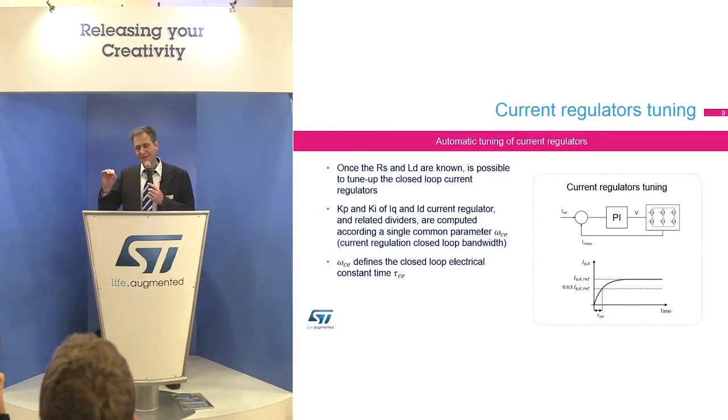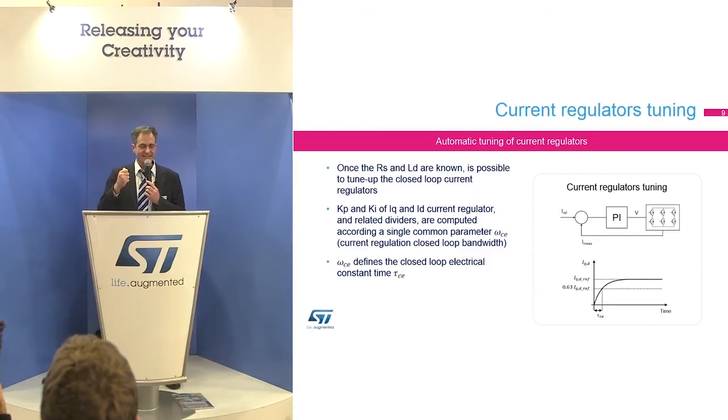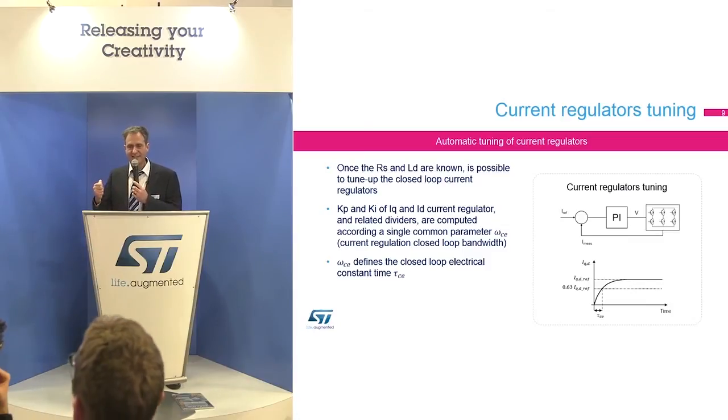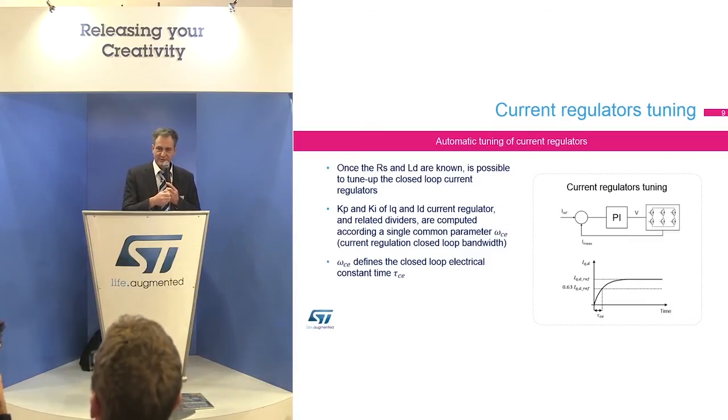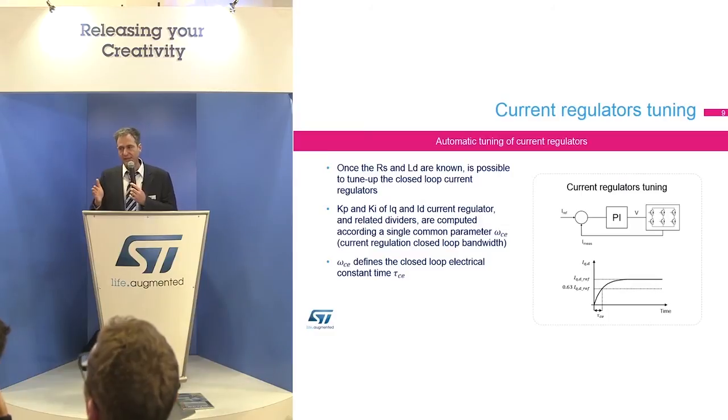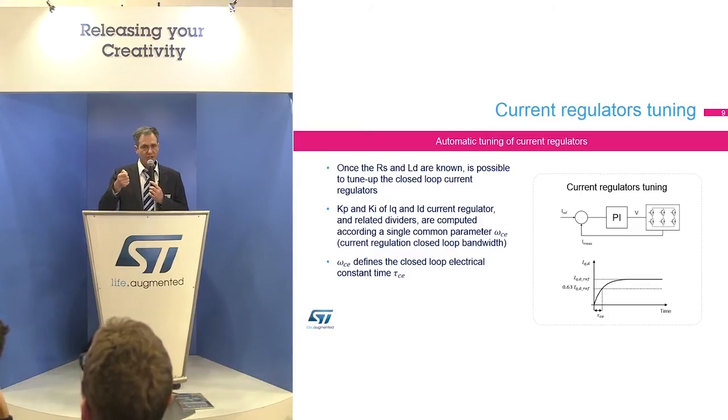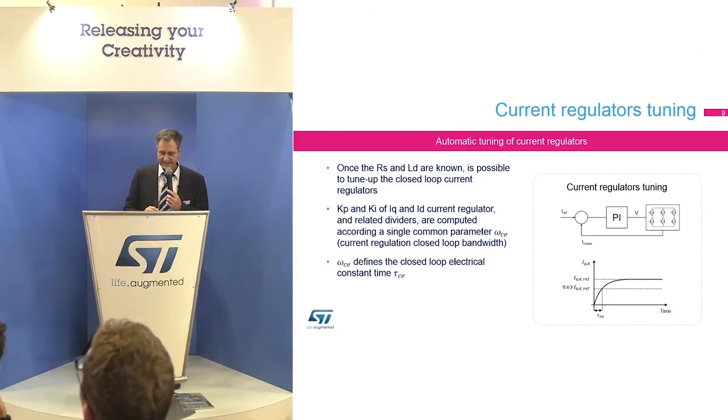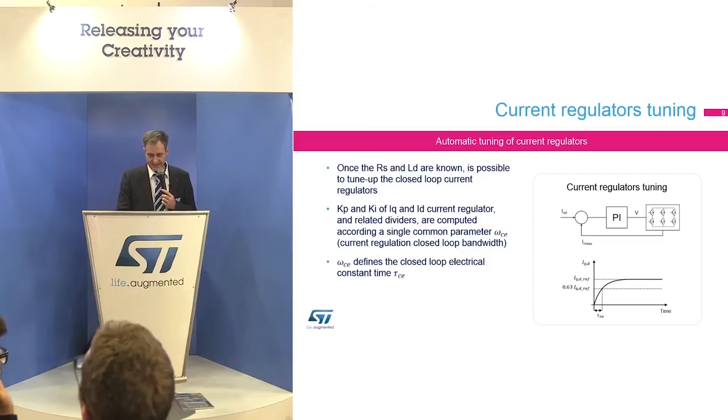For less skilled people, this means that you have to set the strength of the current control, whether you want a strong control or a relaxed control. So defining the bandwidth of the PI controller means just having a single knob: slow, medium, hard control. Just to show how easy it is to set up this system.